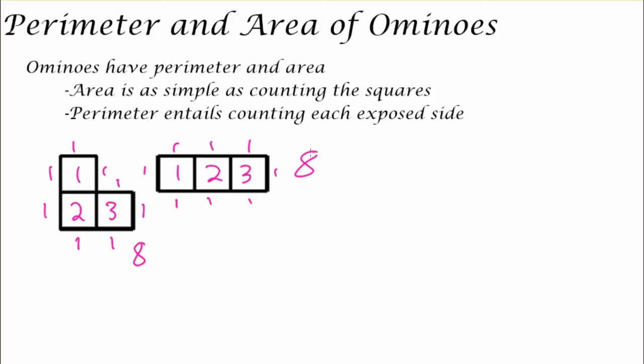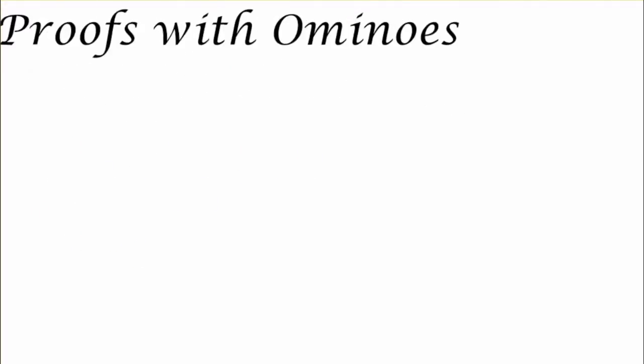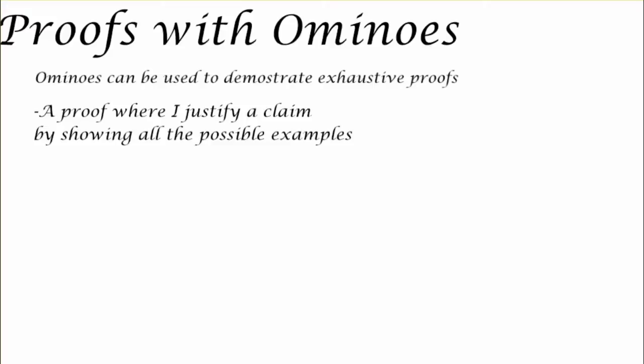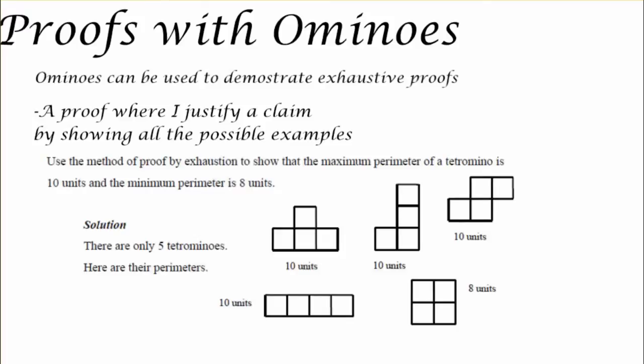Now this will not be the same for all my types of ominos, so let's take a look at a proof that I can make with an omino. Ominos can help us in solving proofs, particularly an exhaustive proof, a proof where I justify a claim by showing all the possible examples, exhausting all the examples. So let's use this method of proof by exhaustion to show that the maximum perimeter of a tetromino is 10 units and the minimum is 8.